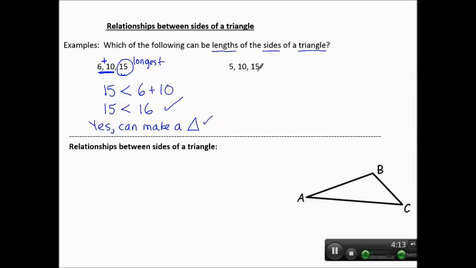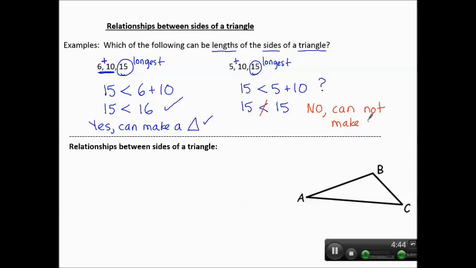How about in this picture? This was the other demonstration we saw. Take our longest side, add the other two sides, and compare. Is the longest side less than the sum of the other two sides? That's our question. Well, 5 plus 10 makes 15, and 15 is not less than 15. So, no, these three lengths cannot make a triangle.